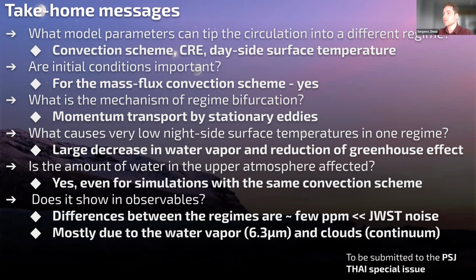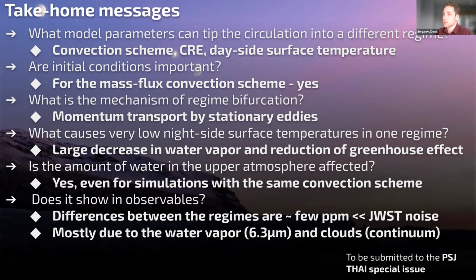So generally speaking, the mechanism of regime bifurcation is the difference in the momentum transferred by stationary eddies, and in certain regimes, it looks like the stationary eddies can be disrupted, and this momentum transport weakens. Therefore, it doesn't produce enough equatorial superrotation, and instead, most of the zonal momentum is transported by the mean circulation to the mid latitudes. And the very low night side surface temperature in the equatorial jet regime is caused by a large decrease in water vapor, and as a result, a reduction of the greenhouse effect.